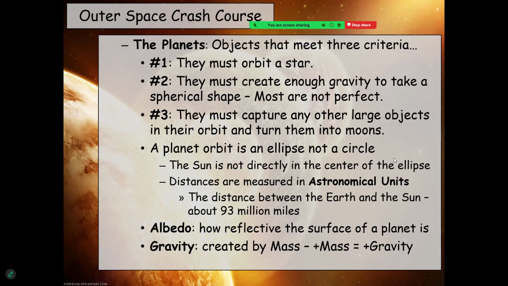Venus has the greatest albedo. We can see Venus very well. It reflects light very well. And so even when the sun is still out a little bit, we can sometimes see Venus just because it is so shiny up in the sky.